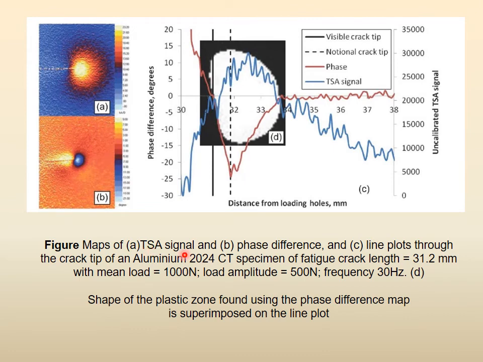Maps of TSA signal and phase difference and line plots through the crack tip of an aluminum 2024 compact tension specimen with a fatigue crack of this length. So now the exact size is there, the load is 1000 Newton, the load amplitude is this, the frequency is this. The shape of the plastic zone found using the phase difference map is superimposed on the line plot and so on. So you see, these are now real techniques.